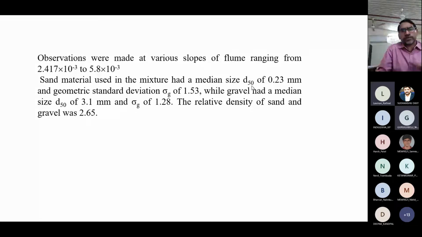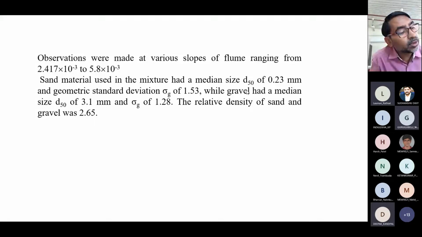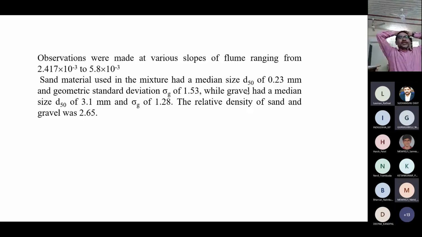Just a layman question for anybody. What is median size? D50. How can we define it? Effective size? No, not effective size. Anybody else? Median size? Sir, after the sieve analysis, the percentage of particles which are smaller, 50% of the particles, the size of particle for which 50% is smaller than this size. Percentage finer.